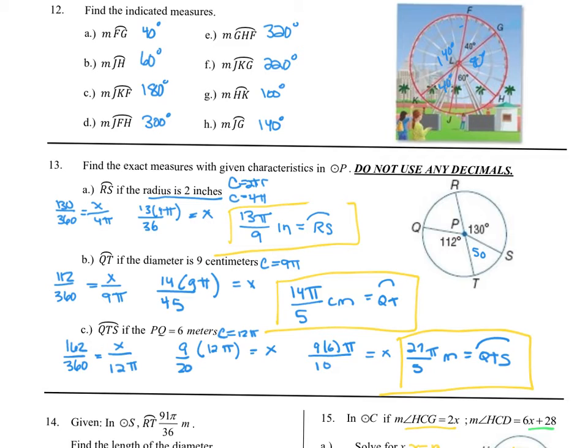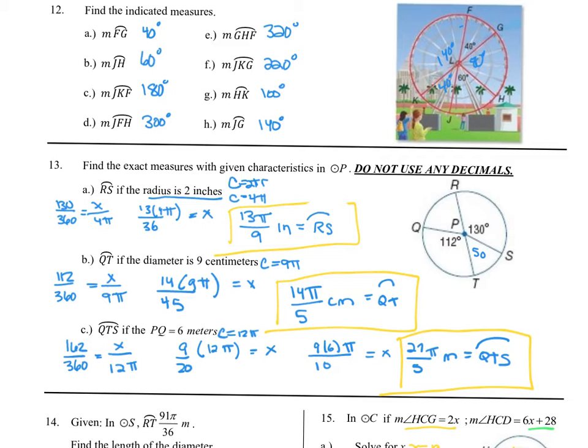So I'm going to start with my proportion. The arc measure over 360 is equal to the arc length over the diameter. I'm going to cross off the zeros here, keep the 13 over 36, and then I want x by itself, so I'm going to multiply by 4 pi, so this 4 pi is going to come up here, and then I see that the 4 and the 36 are going to cancel to 1/9, so I'm going to end up with 13 pi over 9, and that is inches, and that is going to be the arc length for RS.